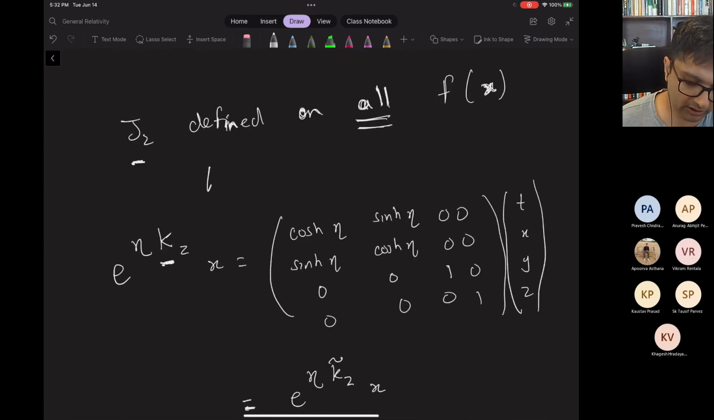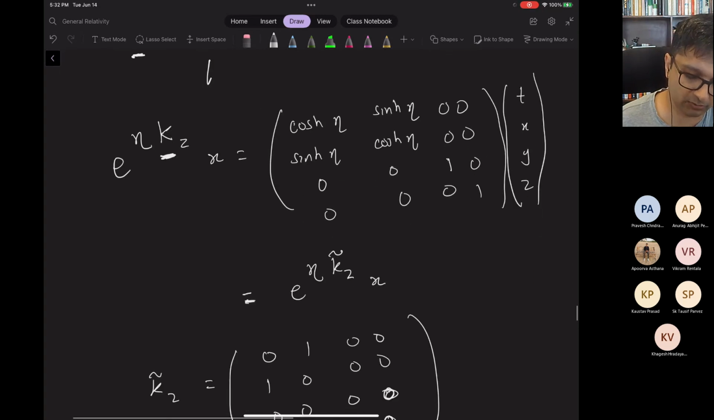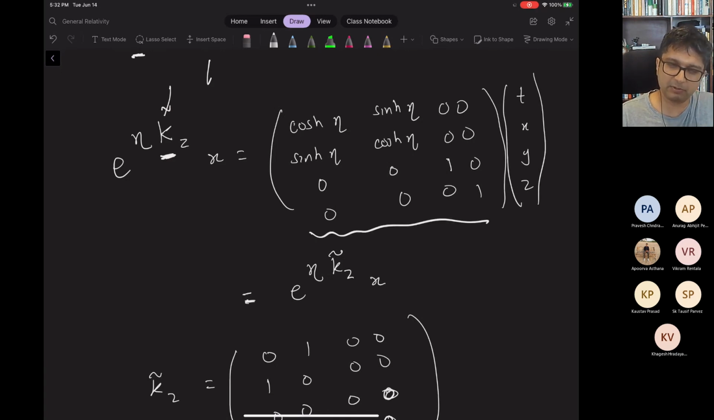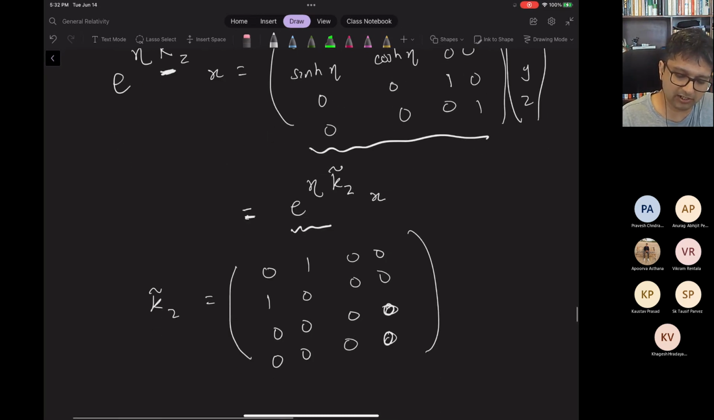Supposing I take a boost along the z direction, what I would get is some matrix like this: cosh, sinh, sinh, cosh of eta. You can show by plugging in that operator and its action on x and expanding it out that you would end up with something like this. You have to sum up a bunch of terms to show that you get cosh and sinh. And this again can be written as e raised to eta Kz twiddle, where Kz twiddle is just an ordinary matrix like this, and no operators.